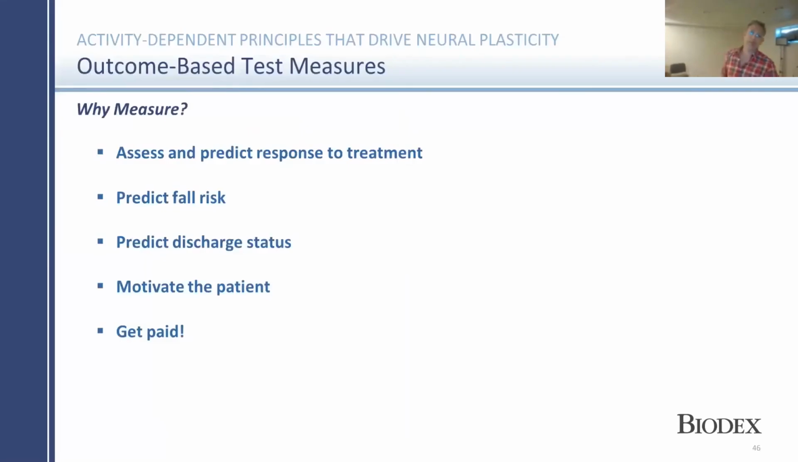Last here. What is the importance of outcome-based measures? Well, we need a starting point and an end point. How are we going to measure what we're doing? I don't know what some of the tests are that you use out there; I'm not privy to them as much. I do have a slide in a little bit that points that out. But why measure? We can predict fall risk, predict discharge status, assess and predict response to treatment, motivate the patient, and obviously get paid.